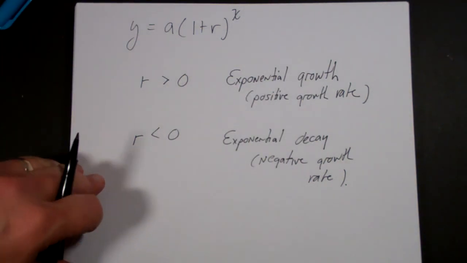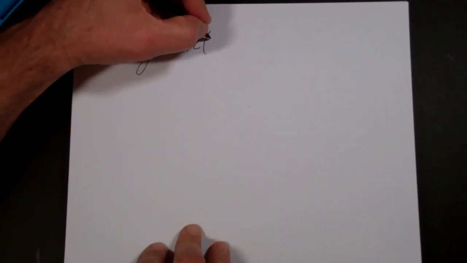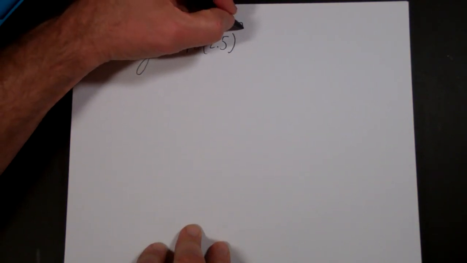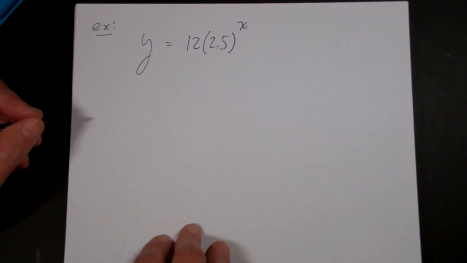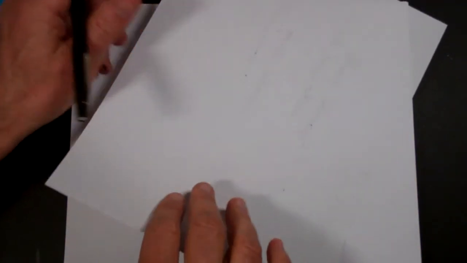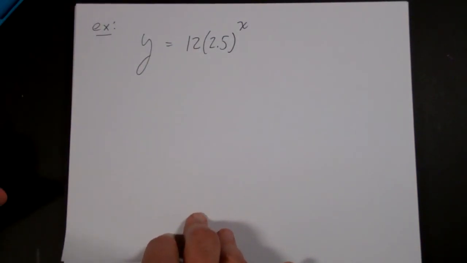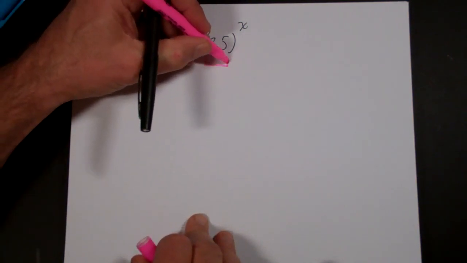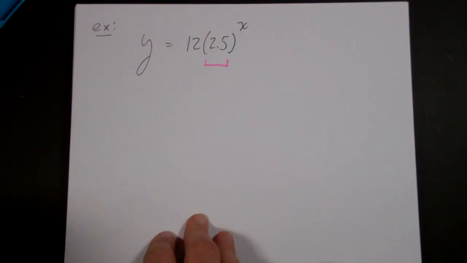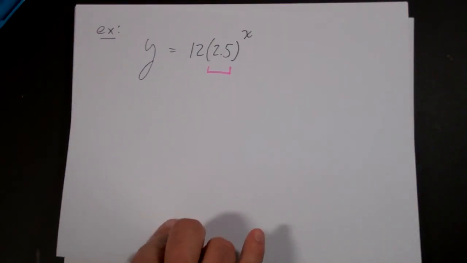And the first questions you'll be asked is to simply look at exponential functions and describe them. Let's give you an example. Let's see, y is equal to 12 times 2.5 to the x. Let's see what we know here. The first thing we know, this is an exponential function, right? The way we know it's an exponential function is because it's written in the form y is equal to a times b to the x. But is it growth or decay? And the way we tell if it's growth or decay is we take this number right here, 2.5. If it's greater than 1, then it's exponential growth. And if it's less than 1, then exponential decay.